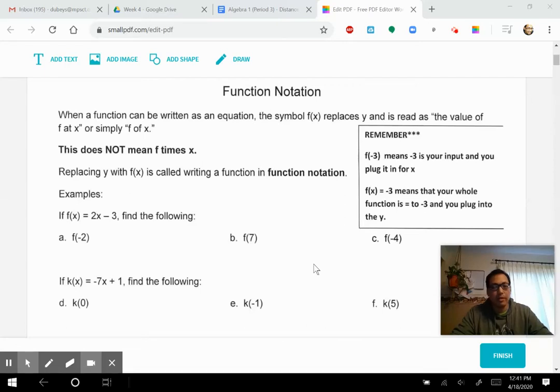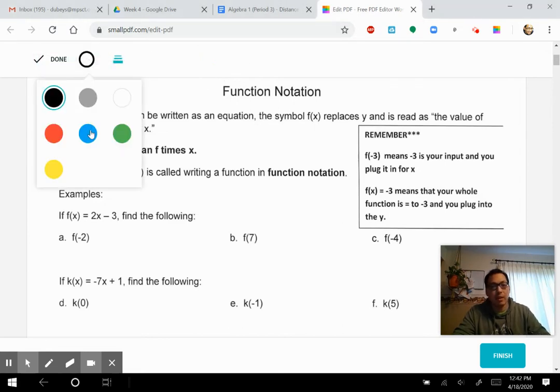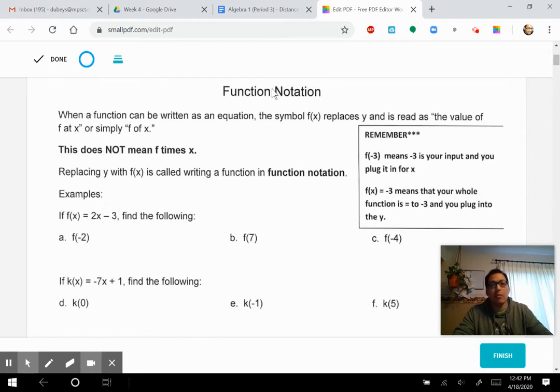Okay, so this week in Algebra 1, what we're going to do is something a little bit more traditional as a lesson. I'm going to go through these notes in this video, and we're going to talk about function notation. Function notation is something that we've been touching on in different ways in the last few online activities in this distance learning.